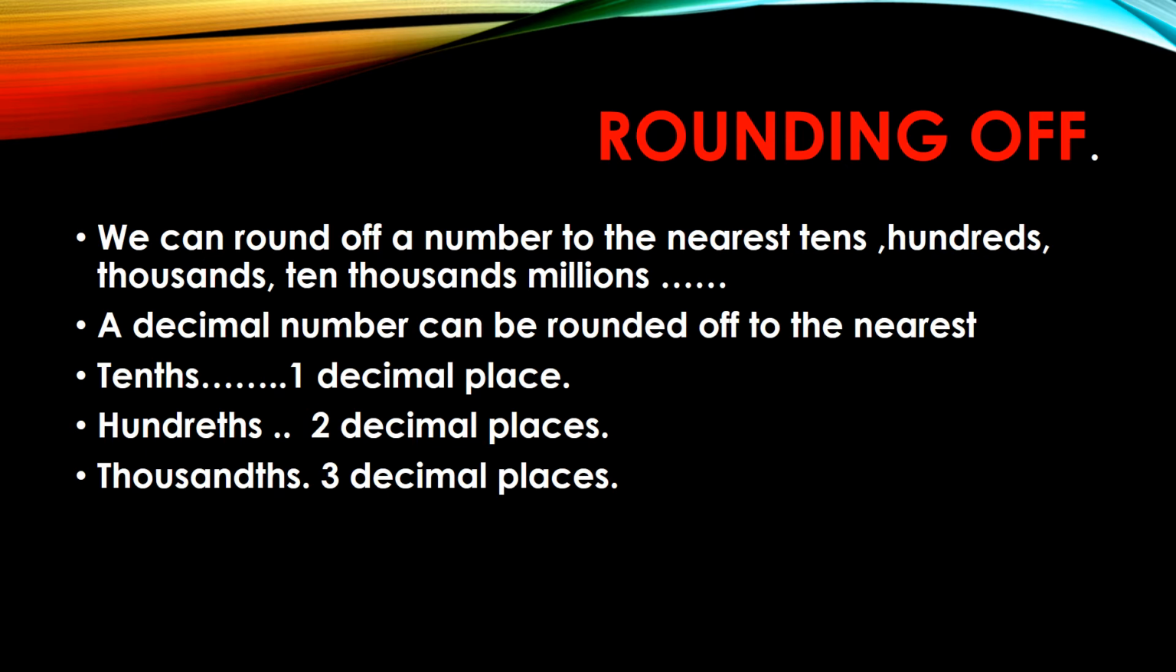And decimal numbers can be rounded off to the nearest tenths, meaning 1 decimal place, hundredths, 2 decimal places, and thousandths, 3 decimal places is what you can round off. So we're going to see how you can round off these numbers to the required number of decimal places.